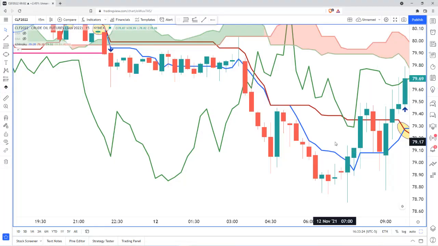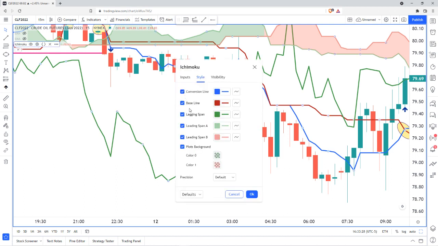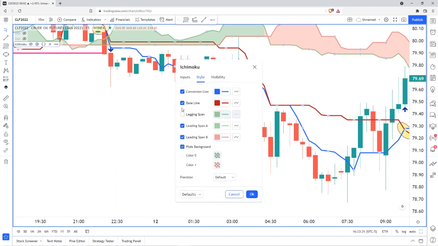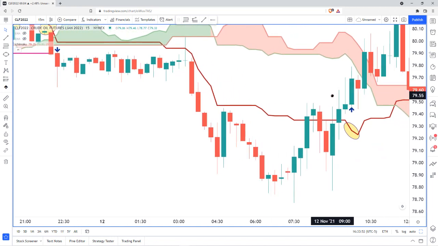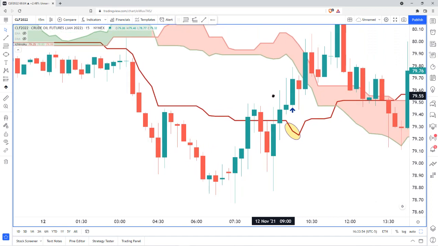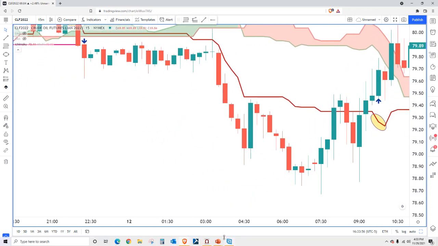Actually, let me go here. See if I can demonstrate that. Cloud, we don't care about the delayed line and the conversion line. We're just looking at the baseline here. So same thing, you can see we're already moving down. Here we moved up and we're trading below the cloud. And as soon as you cross below that baseline and close below the baseline, you can potentially go short. Unfortunately, I would have stopped you out in that case. So it's not necessarily the best way, but it is a different way of looking at the price action.